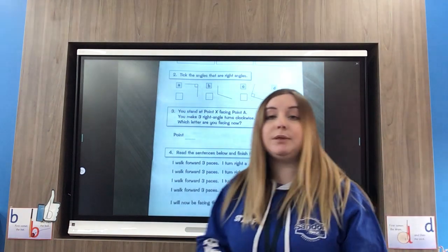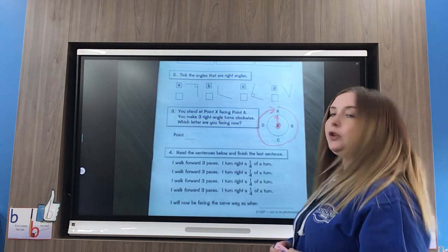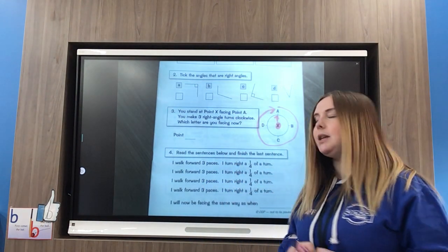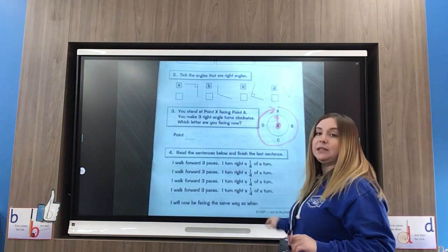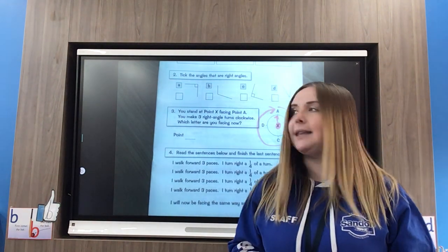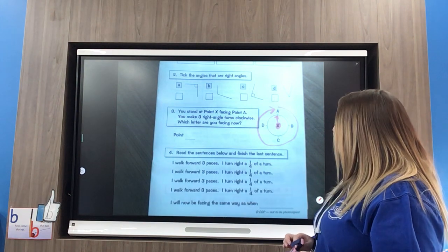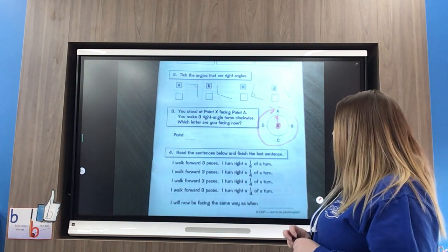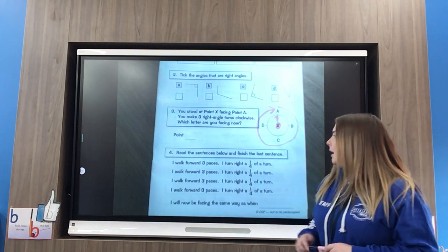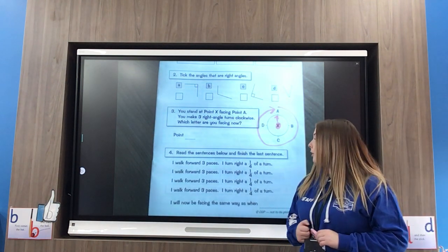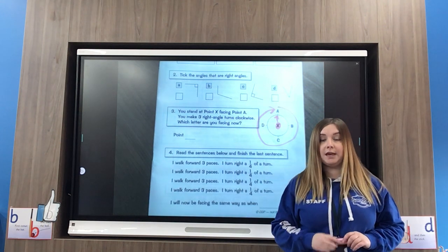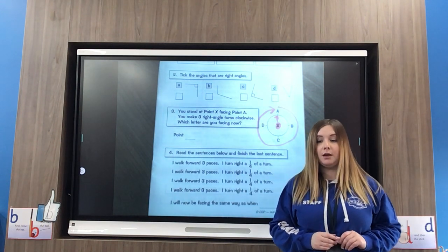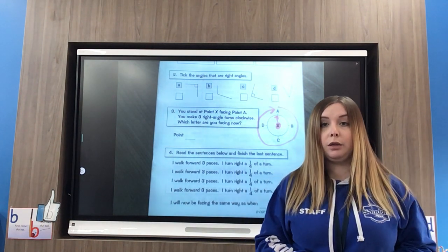It is asking you to get up and move. So I want you to do this whilst I read them. And we've got something to fill in right at the end. So, read the sentences below and finish the last sentence. I walk forward 3 paces. So I want you to do it with me. 1, 2, 3.